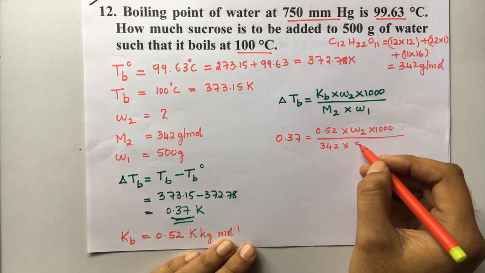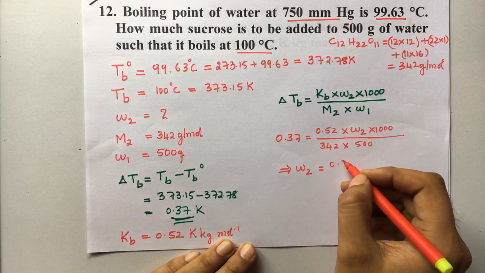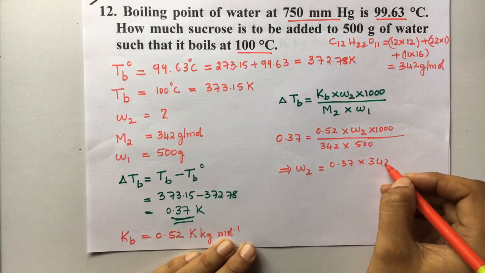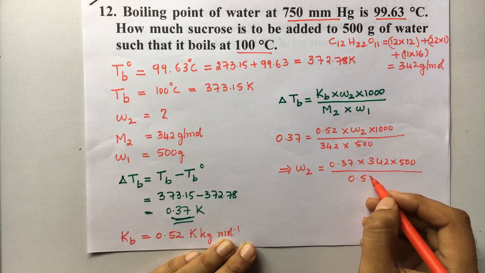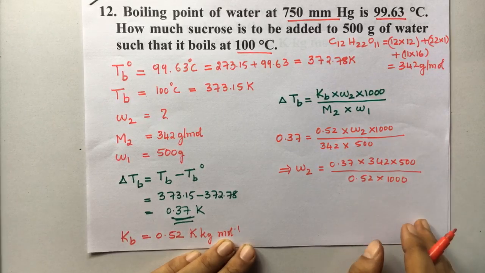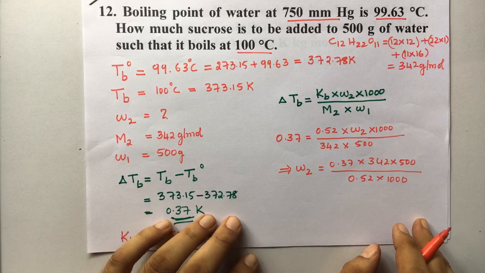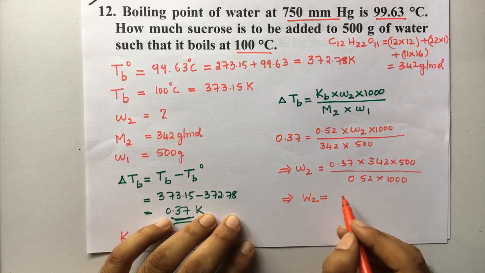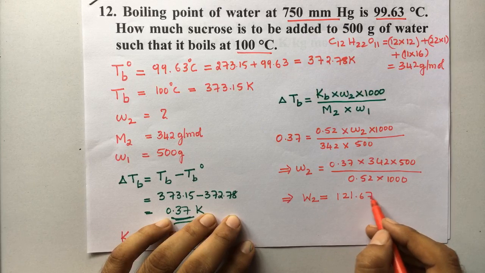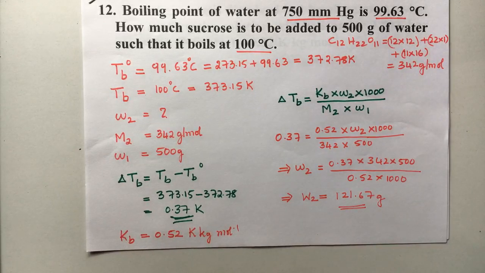multiplied by W1, which is 500, implies W2 will be equal to 0.37 multiplied by 342 multiplied by 500 divided by 0.52 multiplied by 1000. Solve this and tell me, students, what is the answer for this? Implies W2 will be equal to 121.67 grams. Note down the answer, students. We'll go for the next question.